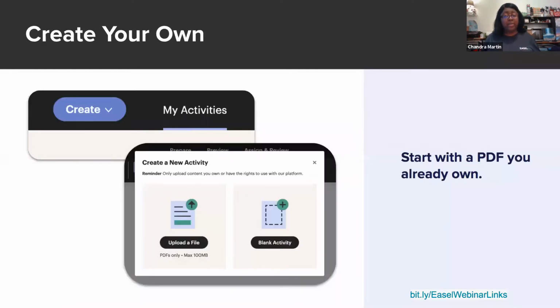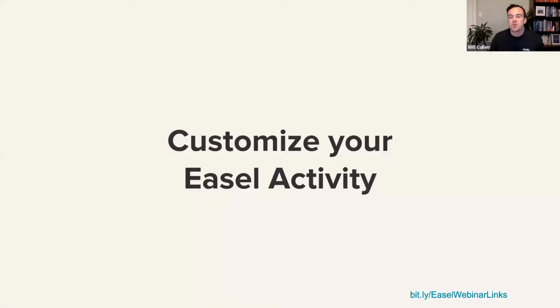Now, if you already have a PDF that you would like to use, you can also upload this to Easel. To do this, first, you go to Easel by TpT and click on Create. A menu will pop up similar to the one on your screen. Next, click Upload a File. You'll upload a PDF and you'll be able to choose what pages you would like to use. You'll then be able to add answer boxes, lines, shapes, and so much more. But if you're feeling really creative, you can click on Blank Activity and start your very own Easel activity from scratch. So super easy.